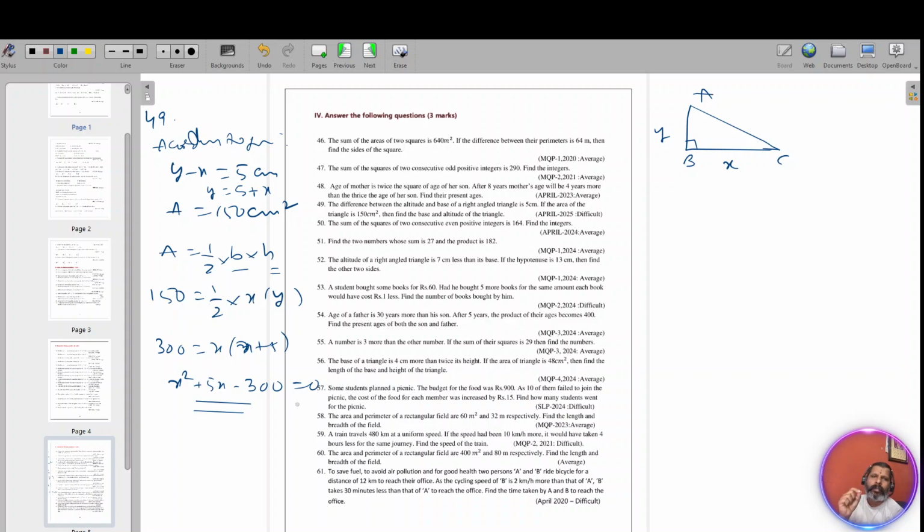Okay, you should know solving this very well. Once you get x, you say base is what they asked. Find the base and altitude. X itself is the base, and for y you add 5 to that. That will be your altitude. Okay, we'll move to the next question.